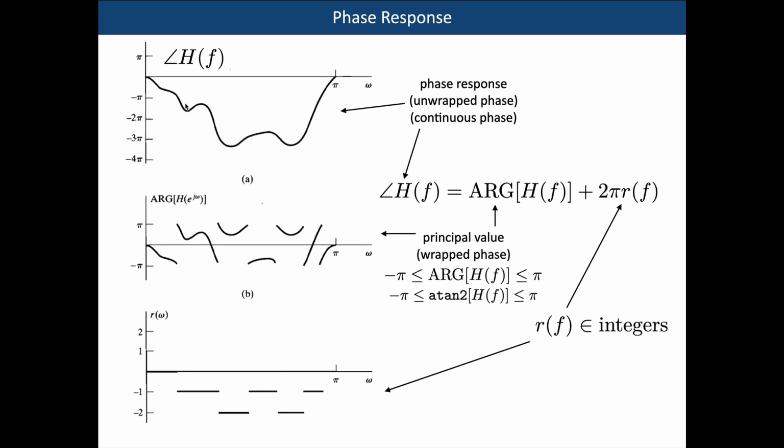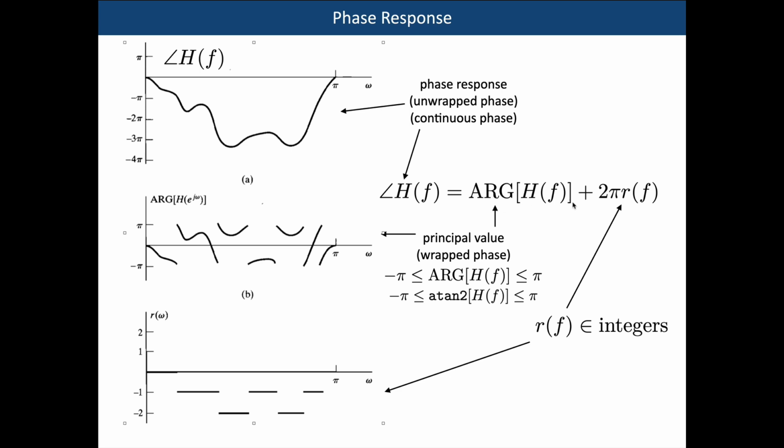So if the actual phase response of the system looks as shown here on the top, the response that we would calculate on a computer would be this one shown here in the middle. And the difference between these two, if you were to calculate the difference, would be a piecewise constant signal that gives us the integer multiples of 2 pi that are the differences between these. So you can see that when we move from this frequency to this frequency right here, we get a jump in the principal value of phase.